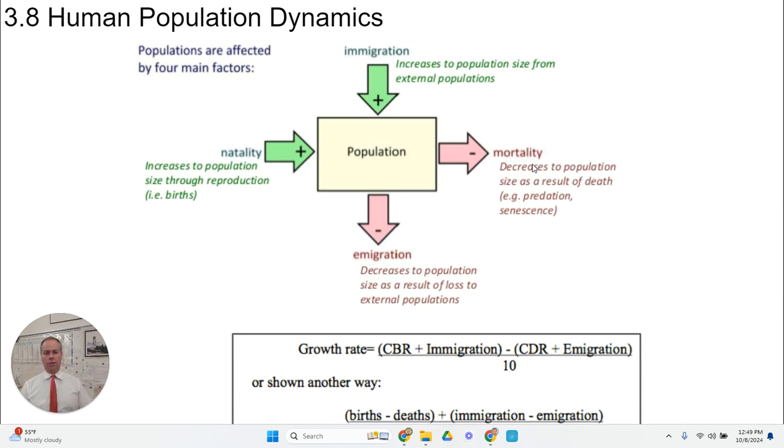We could also consider immigration, the movement of individuals into a population from another population, and emigration, losses due to people moving or organisms moving out of a population. And again, those two are in opposition. If immigration and emigration are equal, that's a stable population. So we can consider those four factors, and then we can calculate growth rates of the population.